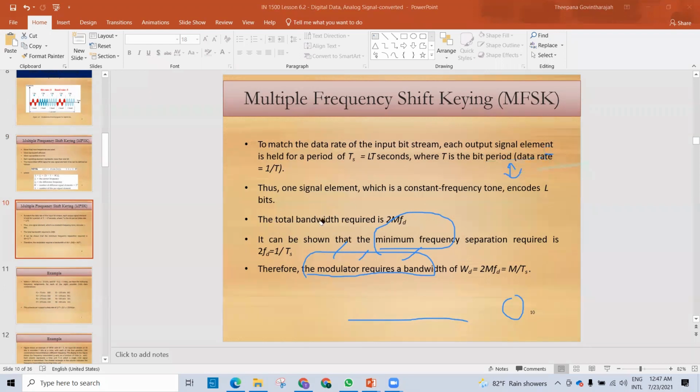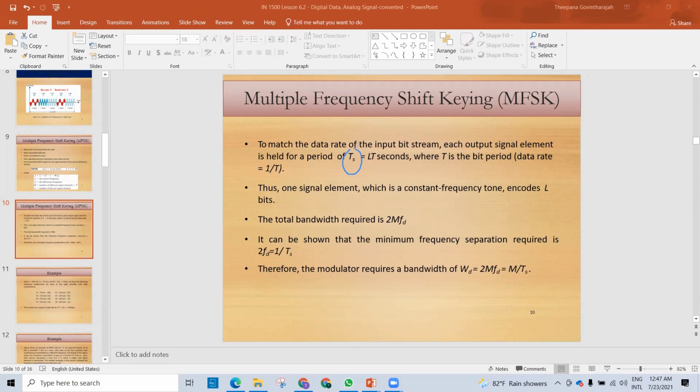When we talk about TS, TS means the time period for the transmission of one signal element. That is TS. So in one signal, several bits are transferred. That TS, the time required for the transmission of one signal element, is represented by LT.